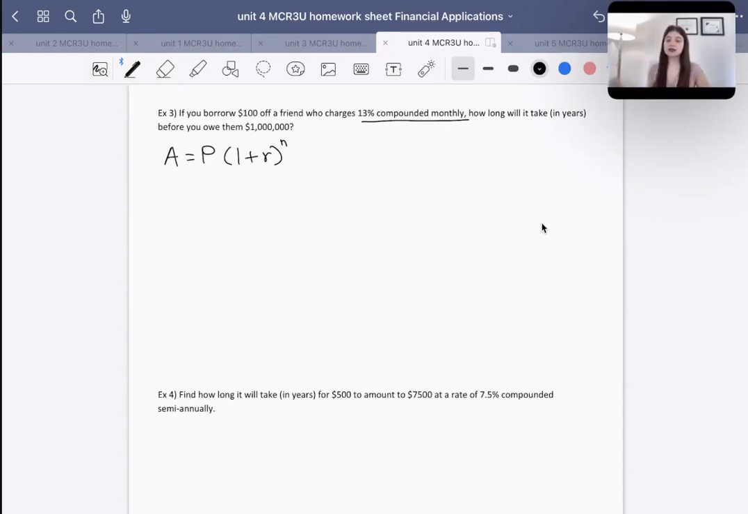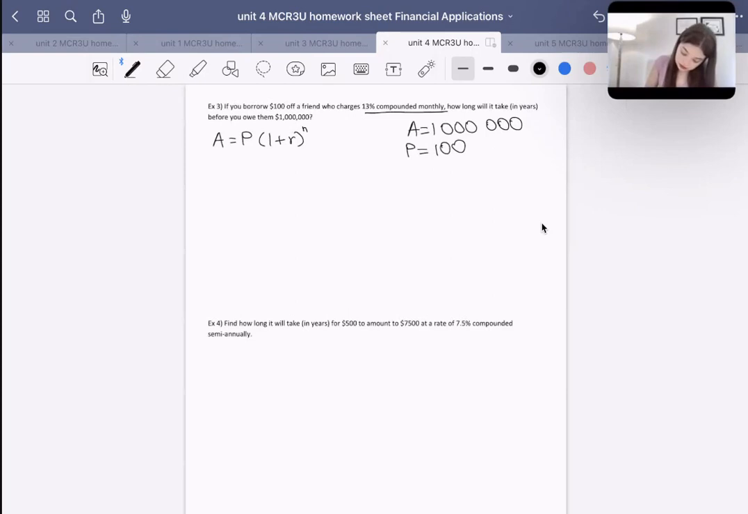Okay, so let's write down what's given. So A is given. It says that we want to know how long it will take for us to reach $1 million owing to our friend. Then we have P, the principal, which is only $100. The other thing I wanted to mention here is that it's going to take a very, very long time. I'm expecting this to be a lot of years, even though 13% compounded monthly is a very high rate. It's going to take us a very, very long time before owing them $1 million.